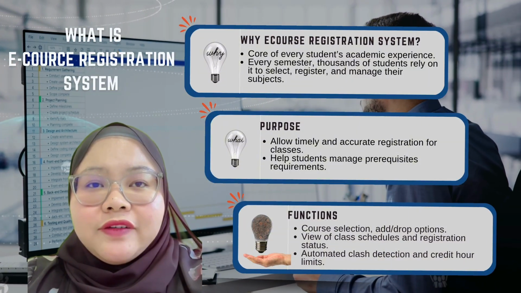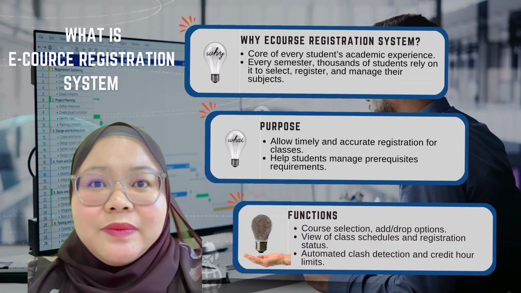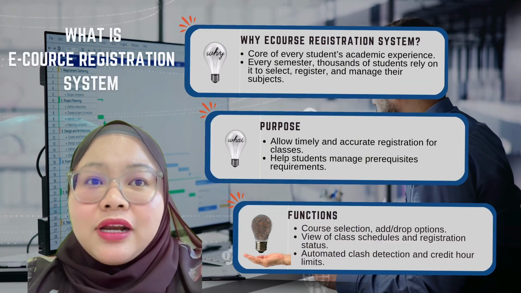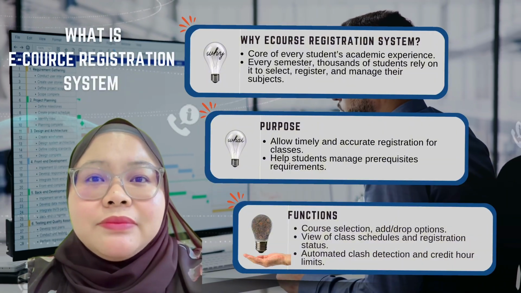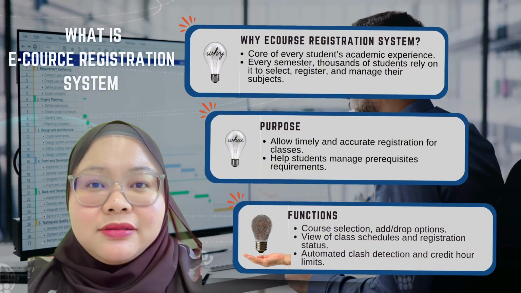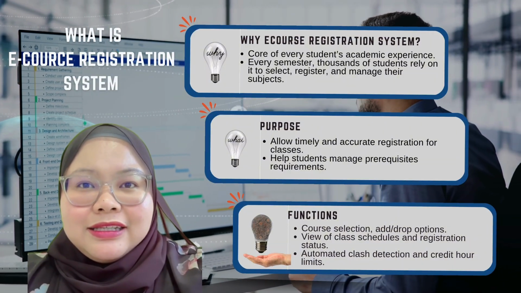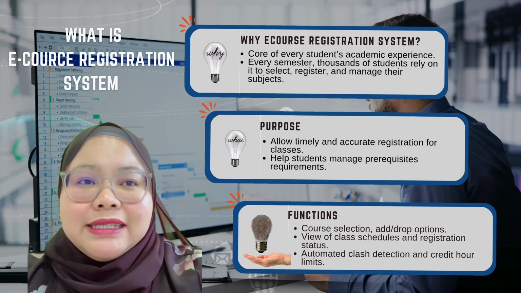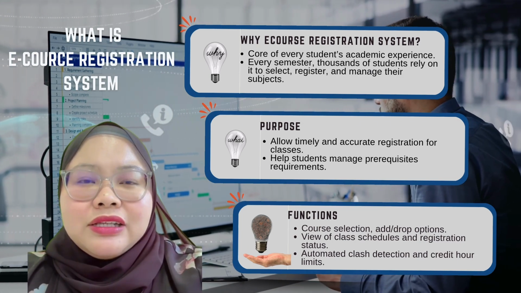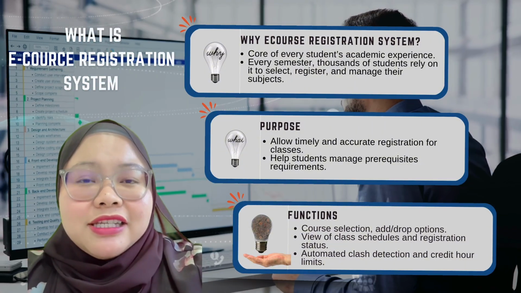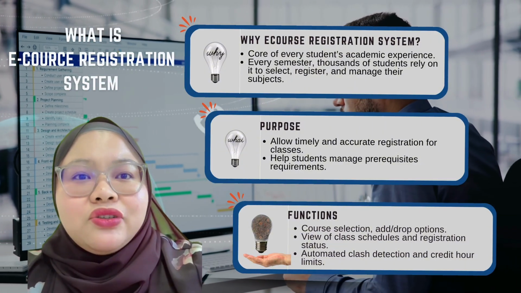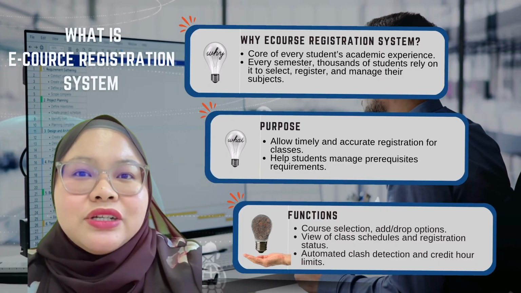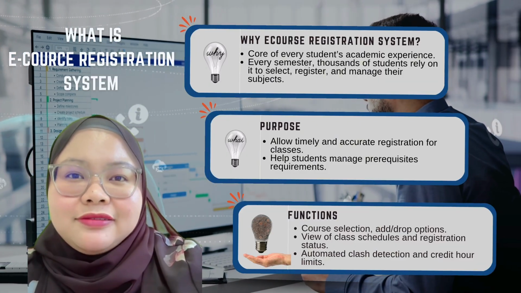The purpose of the E-course Registration system is to help students register for classes on time and make sure they meet course requirements. Next, the system lets students select, add or drop courses easily. It shows class schedules and registration status. It also detects schedule clashes and ensures students don't exceed the credit limit.